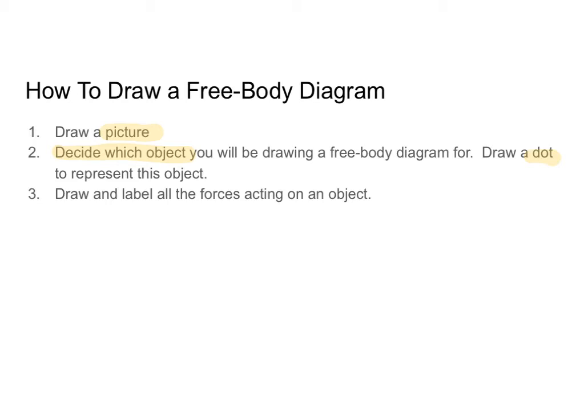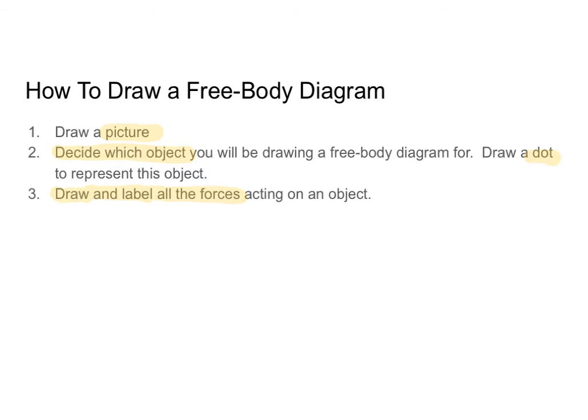Whichever one that is, I'm going to draw a dot for. And all of my arrows are going to come out of that dot. Which brings me to number 3. I'm going to draw and label all the forces acting on that object. So for my pineapple, I drew my normal force and my gravitational force both coming out of that dot representing my pineapple.